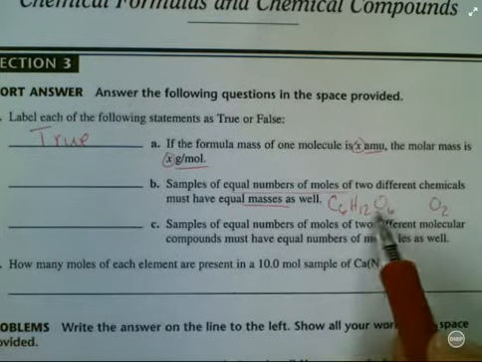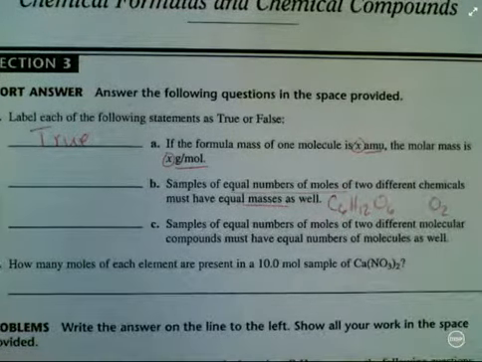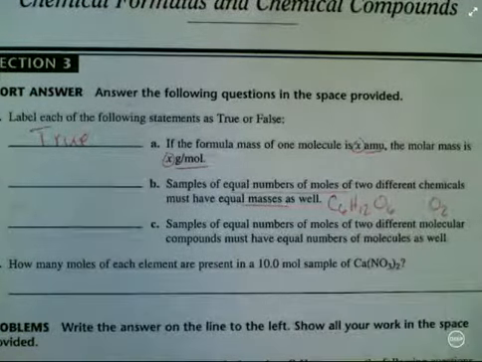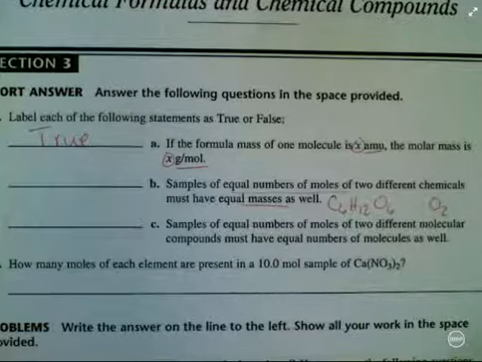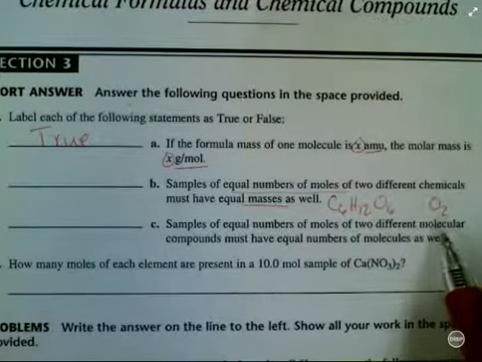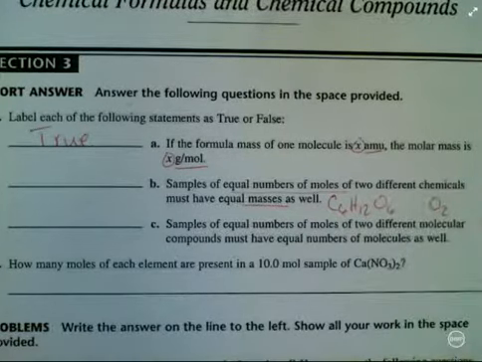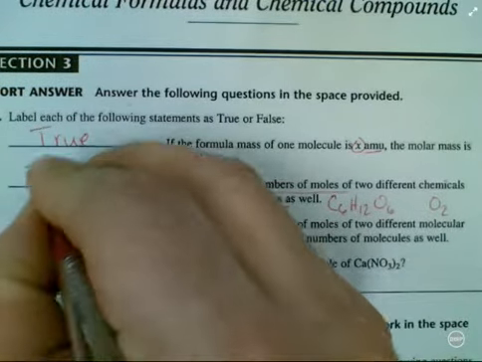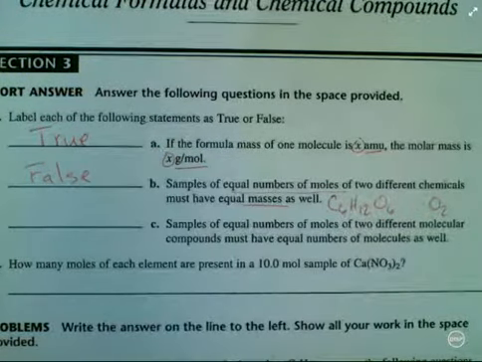If I had 1 mole of this and 1 mole of that, completely different masses. Glucose has a molar mass of about 180 grams per mole, whereas oxygen, molecular oxygen, is coming in about 32. So those are significantly different masses, even though you have the exact same amount of moles of each of those. So we're going to go for B, false.